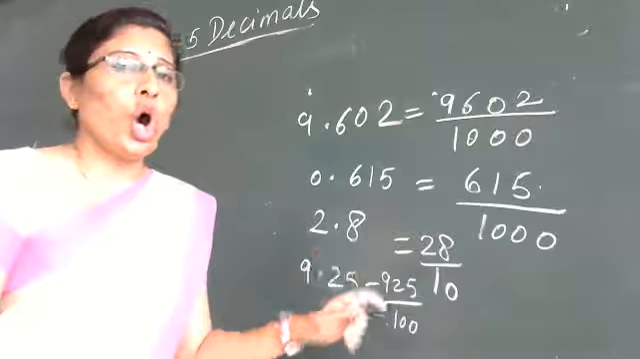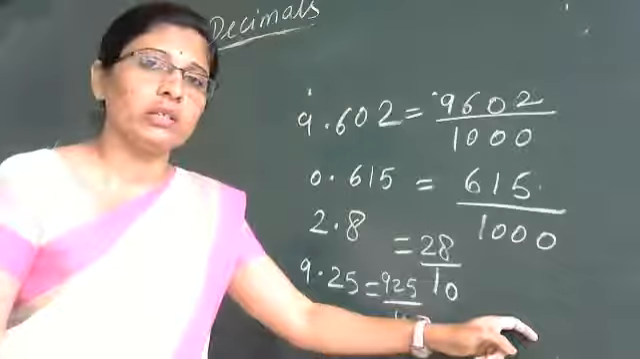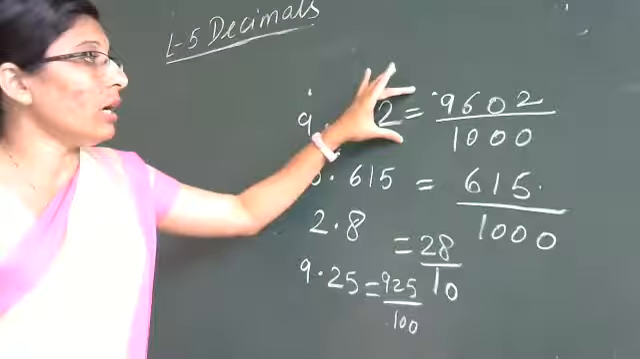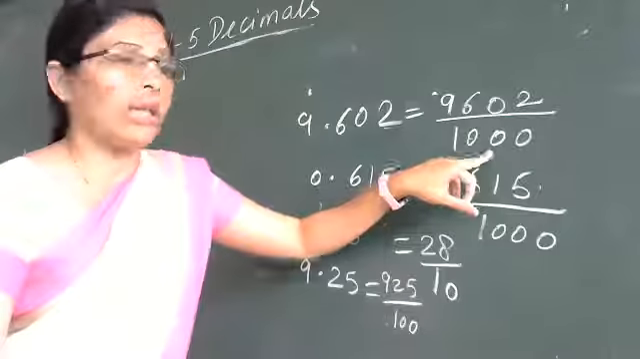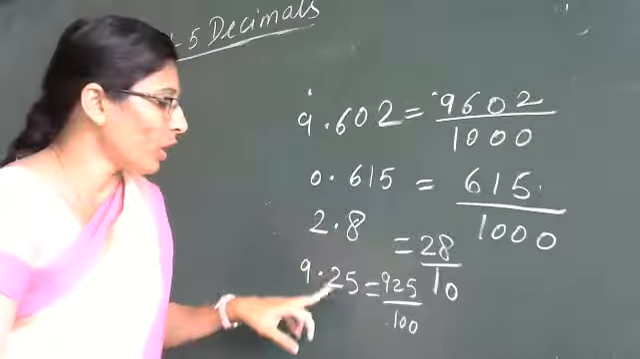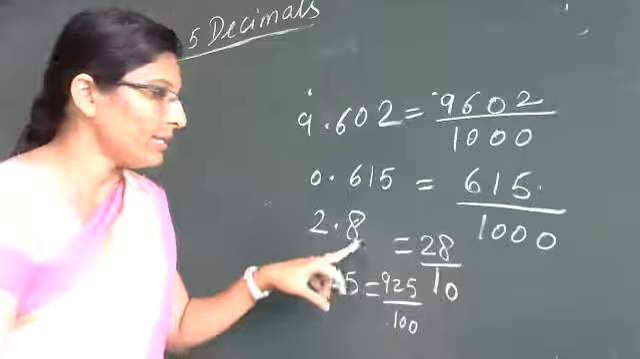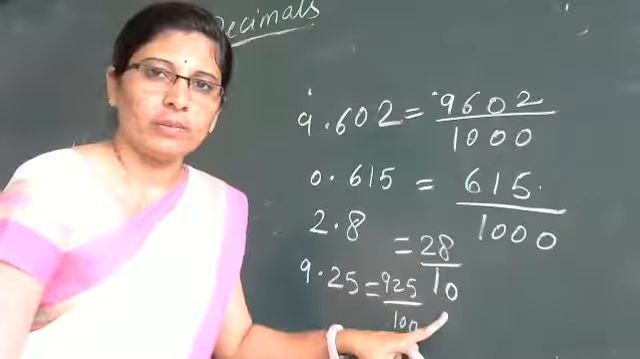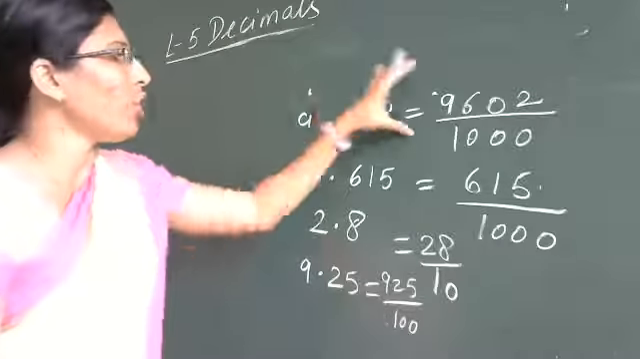Yes, very good. So all understood how to convert a decimal into a fraction? It depends on the digits. If three digits are there, 1000. If two digits are there, 100. If one digit is there, 10. Okay, and the numerator will be the full number.